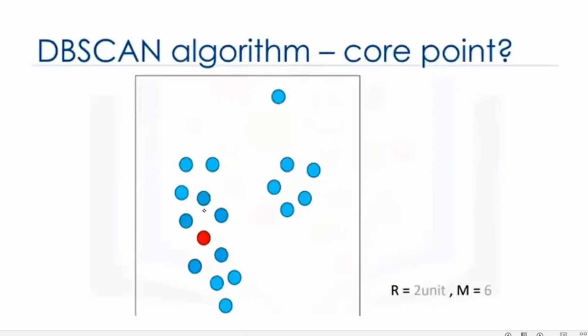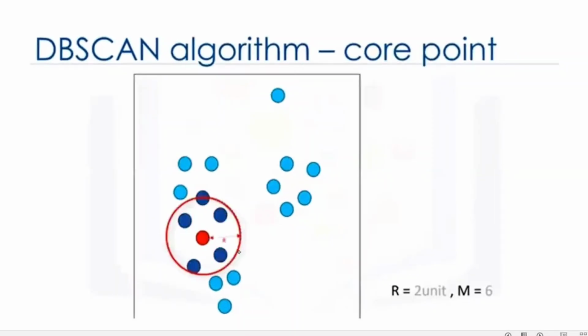If 6 of them are there, then it is called a core point. 1, 2, 3, 4, 5, 6. So here the condition is getting satisfied. It is going to draw a circle of 2, and within the 2, M is equal to 6. So inside this circle, are 6 data points there or not? Yes or no? It is going to check. If yes, it is going to convert it into a core point. If the answer is no, it is called a border point. That is the difference between a core point versus a border point.